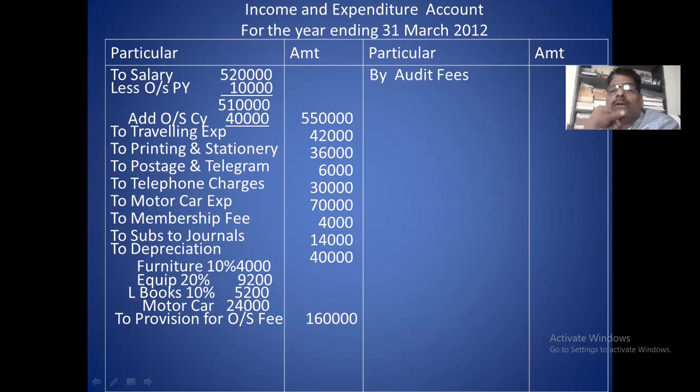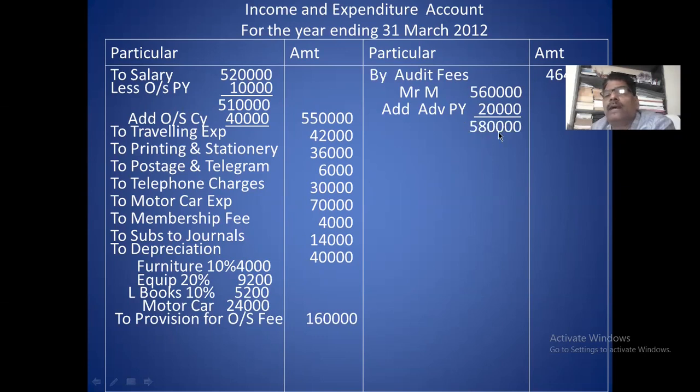First income is audit fee. In the audit fee, you calculate here. Mr. M is 5,60,000. Out of that, advance received last year, you add. 5,80,000. Out of this 5,80,000, 80% comes here. 5,80,000 into 80% you calculate. That amount is 4,64,000. Okay.